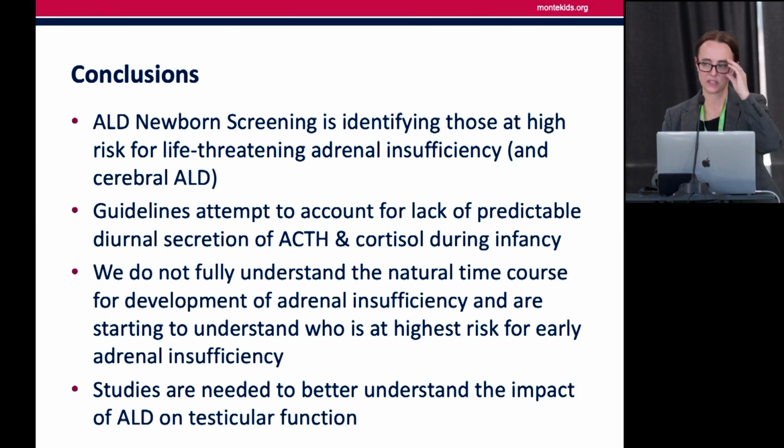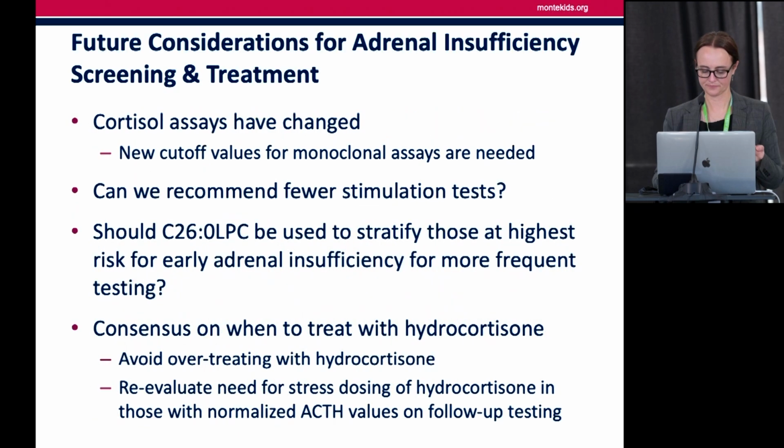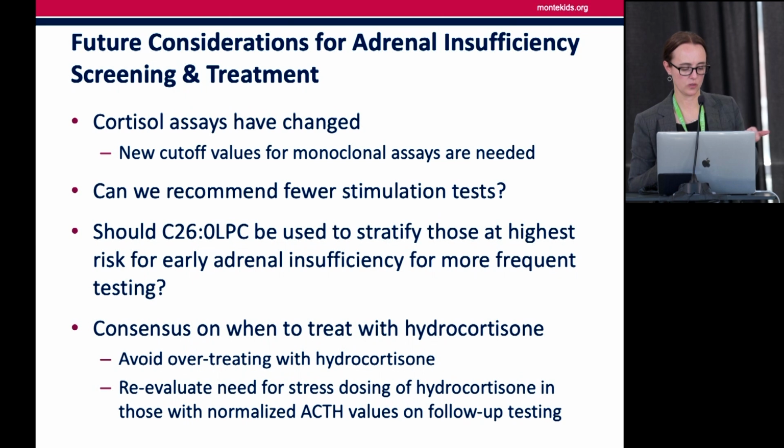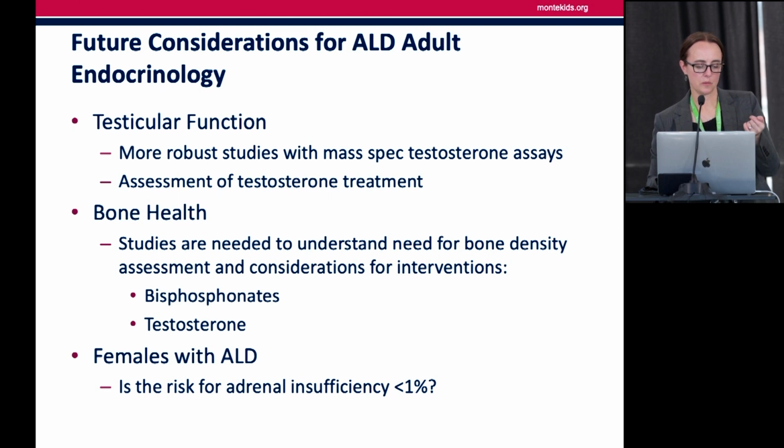And lastly, as I mentioned, I think adult studies are really needed to understand testicular dysfunction. And I think the next steps are really rewriting guidelines to account for these changes in cortisol assays, recommending fewer stimulation tests, and then really having a consensus about what to do with kids who have these borderline ACTH levels. And then for the adults, not only testicular dysfunction, but I think bone health is another endocrine issue that needs to be looked at.